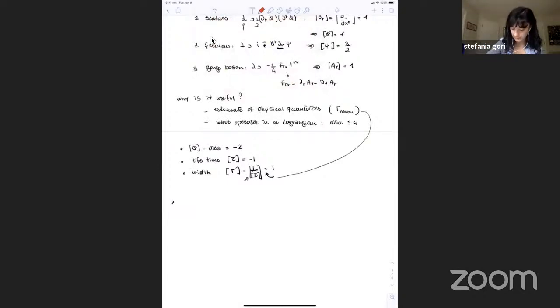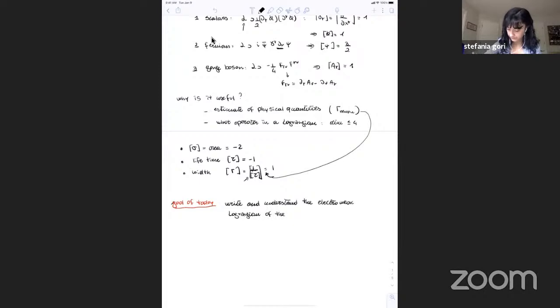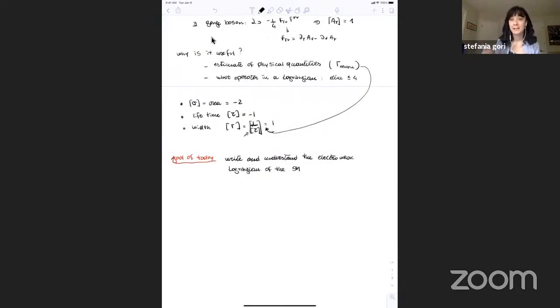Let's write here. So the goal of today: we want to write and understand the electroweak Lagrangian of the Standard Model. Okay. And then for tomorrow, we'll break the electroweak symmetry and we'll speak quite a bit about the Higgs boson. That's the goal for today and tomorrow.